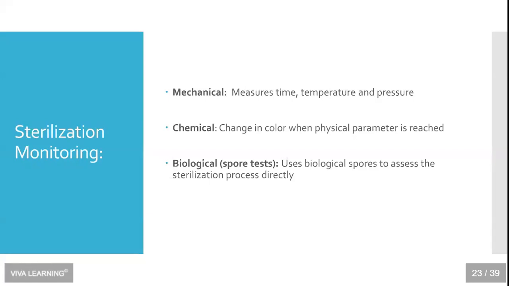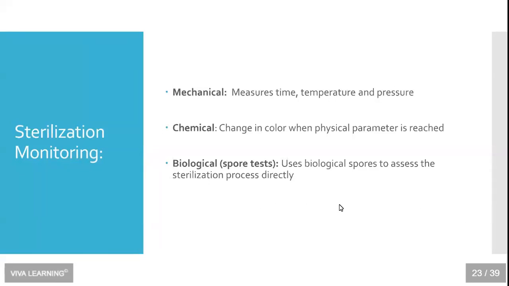So what I need to let you know is that with mechanical, you are measuring the time, temperature, and pressure of the chamber within the autoclave. It does not guarantee that sterilization has occurred. It shows that the parameters for sterilization have been met and the device seems to be working and functioning correctly. Number two, chemical monitoring. Chemical monitors provide a change in color when physical parameters have been reached. And chemical monitoring, once again, does not guarantee sterility has occurred, but it shows that the parameters for sterilization have been met.